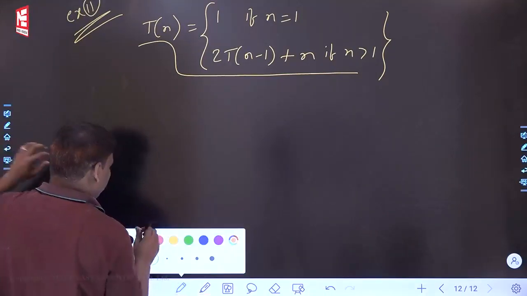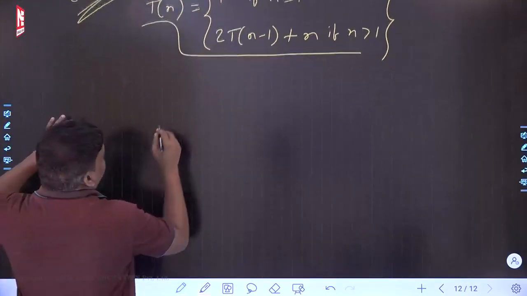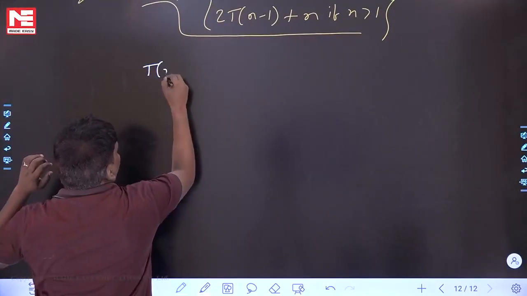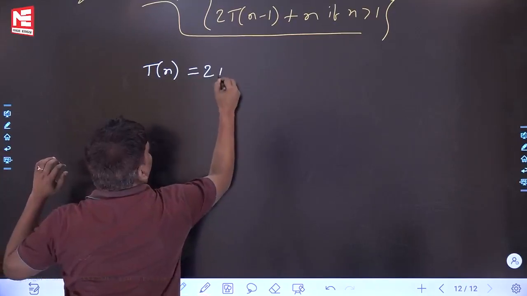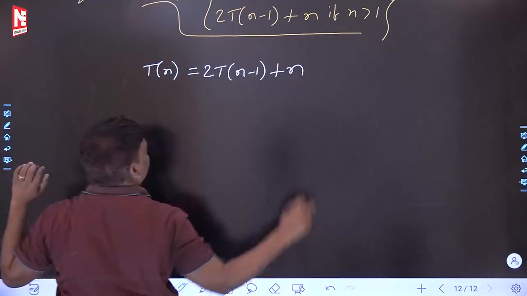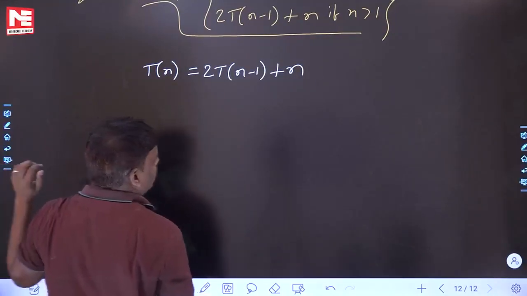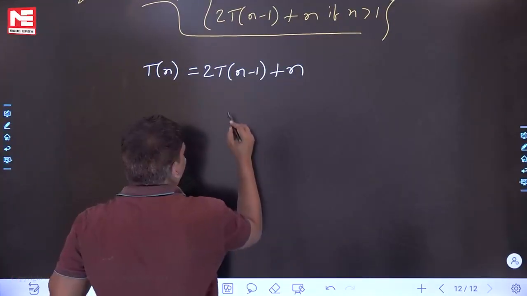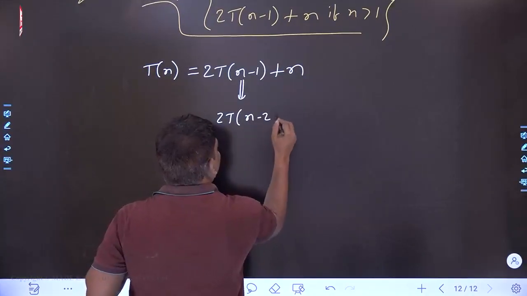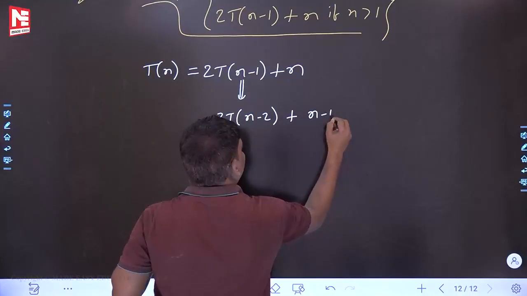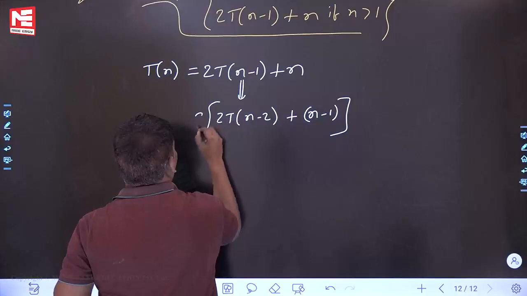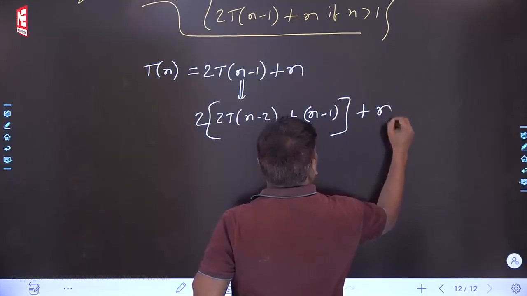Let's start. It is a nice problem. Please take care; it will trouble you if you don't listen. See this: Tn is equal to 2T(n-1) plus n. Now can you help me? If you substitute one more time, what is the answer? 2T(n-2) plus (n-1). Bracket should be there. If anyone doesn't keep the bracket, it is the wrong answer. Please be careful. Plus n.